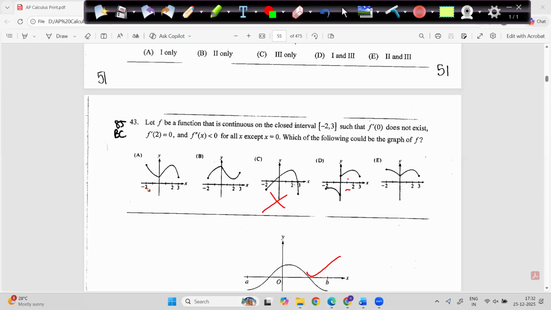f dash of 2 equals 0 can be, can be. This is not helping me. f double dash x less than 0 for all x except 0. So the function should be completely concave down, concave up, concave down. Again, you can see there is an ambiguity between the options. Continuous in the closed interval minus 2 comma 3. Clearly this function is not continuous, so it is wrong. The only option which is satisfying all conditions is E for elephant.